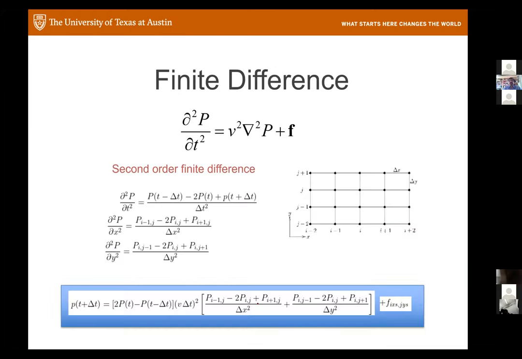Okay, so how do we solve our wave equation? The most popular method is finite difference, and I'm not going to talk about finite element and some other variants, just in a simple form. All you do is you take these derivatives and write those in a Taylor series expansion. And this is the approximation that we have for the second derivative of p with respect to time, with respect to x coordinate, and with respect to y coordinate.